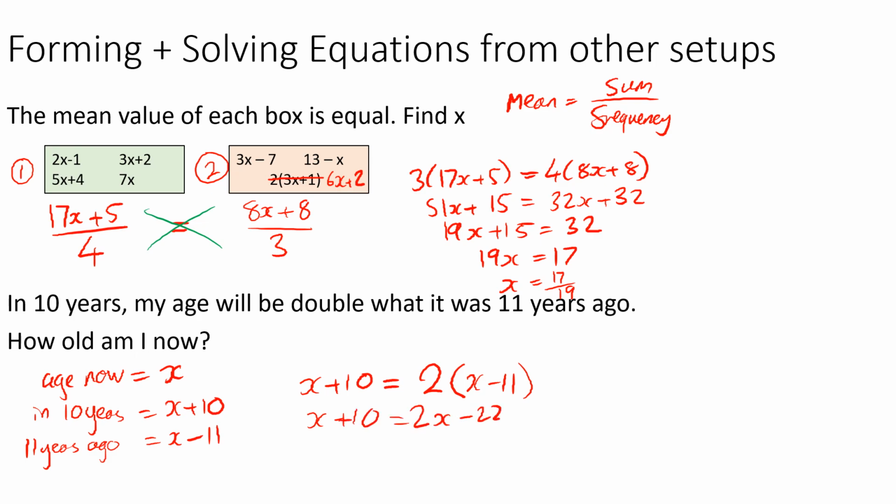We'll expand. We'll subtract x from each side. We'll add 22. So it turns out I'm 32 now. And this would be a good case to check. In 10 years, so I'll be 42. My age will be double what it was 11 years ago, 21. Yeah, that works.